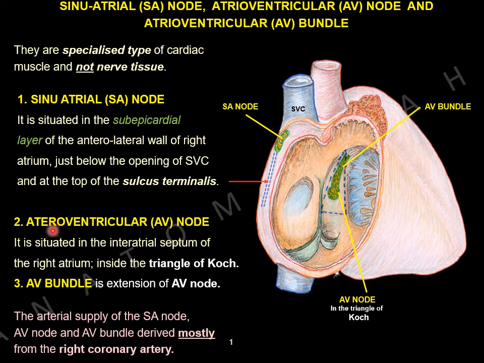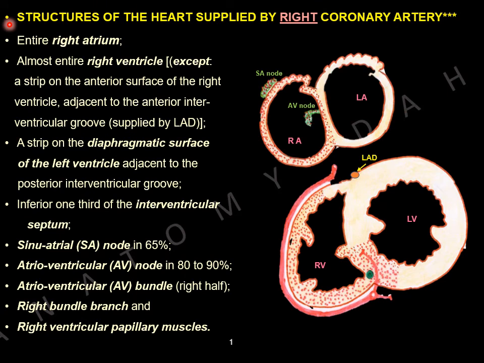Now let's talk about atrioventricular AV node. It is situated in the interatrial septum of the right atrium, exactly in the triangle of Koch. This is the one. AV bundle is in fact extension of the AV node. The arterial supply of the SA node, AV node and AV bundle is derived mostly from the right coronary artery. Structures of the heart supplied by right coronary artery.